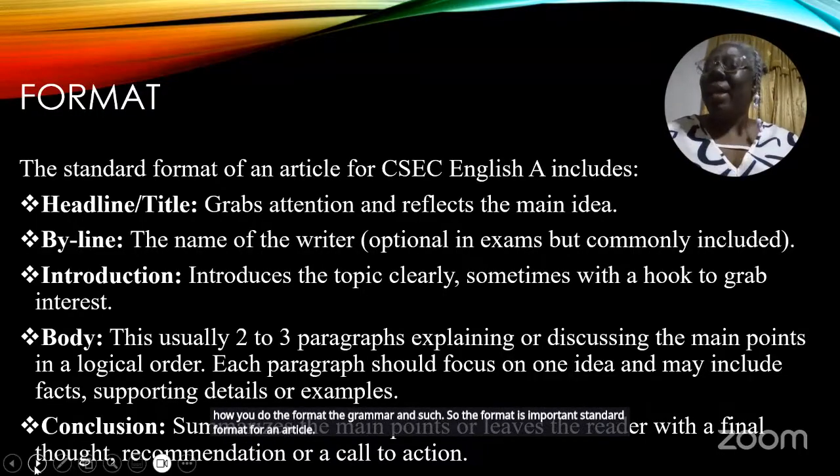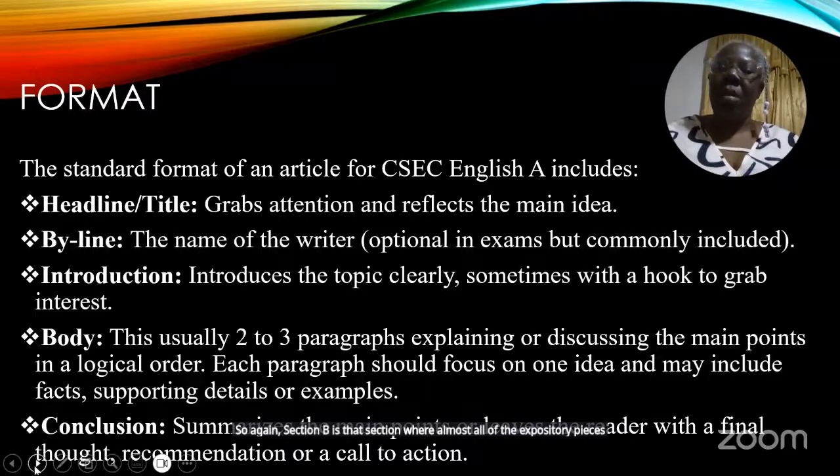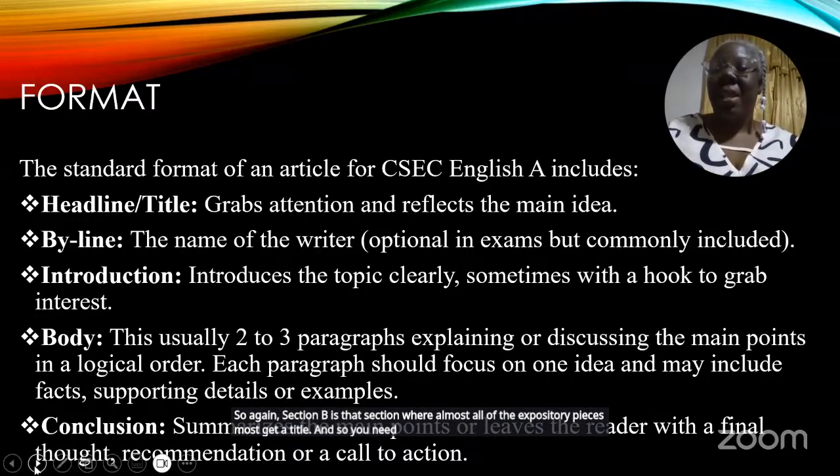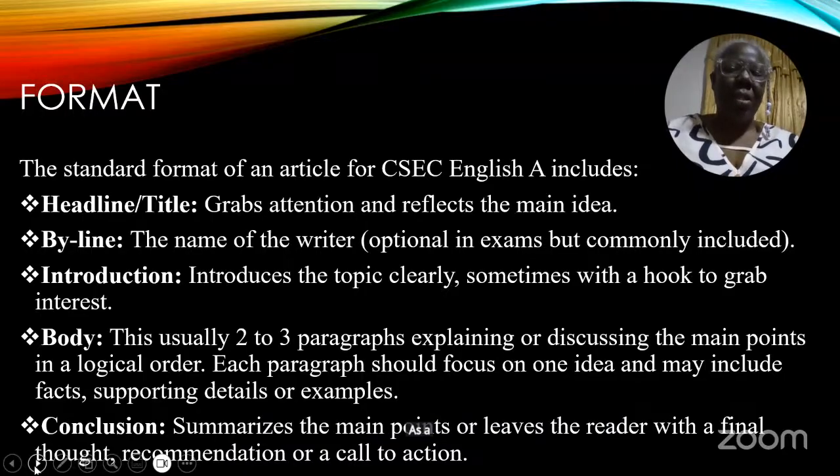So again, Section B is that section where almost all of the expository pieces must get a title. And so you need a title or a heading for your article. If you think about the newspaper, you'll recognize that every article published in the newspaper has a title. So that's the first thing.